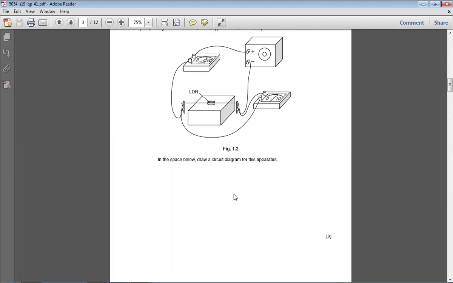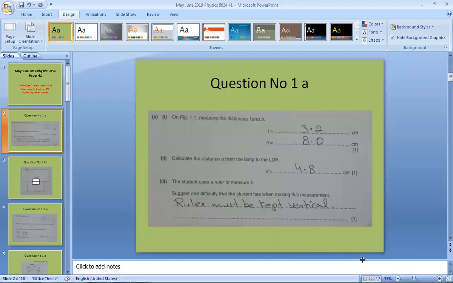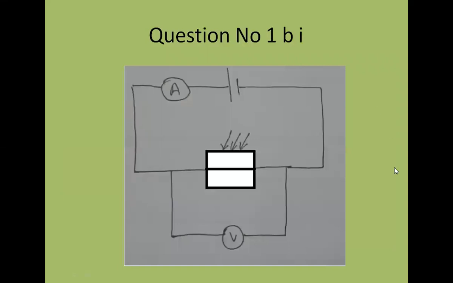So I will draw a cell, then an ammeter, then an LDR, then back to the cell, and here parallel to this LDR, I will put a voltmeter. Let me show you my answer. Okay. So here we have a cell. Here we have an ammeter.